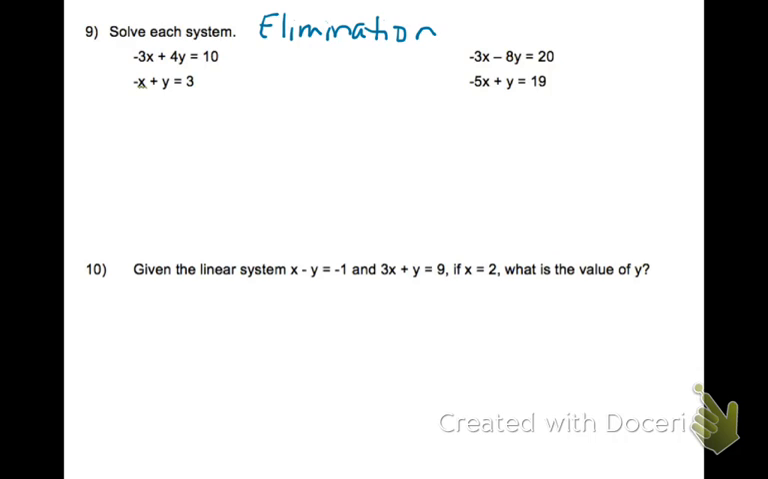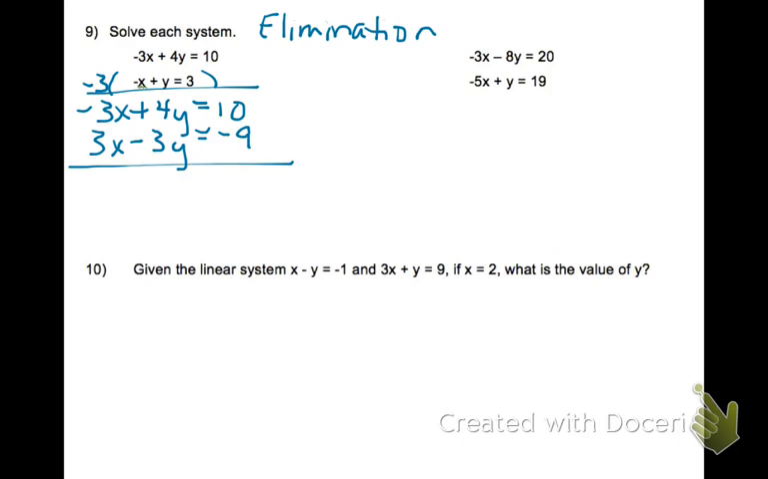So I noticed that if I multiply my bottom equation by -3, that I will get opposites with my x's. So I'm going to bring down my first equation, 3x plus 4y equals 10. Then I'm going to multiply my bottom equation by -3. So I'll get positive 3x minus 3y equals -9. Now my x's have opposite numbers for the coefficients, and so when I add them they will eliminate.